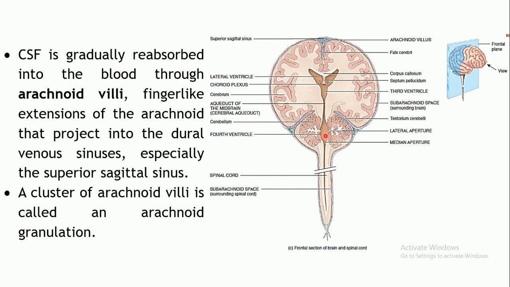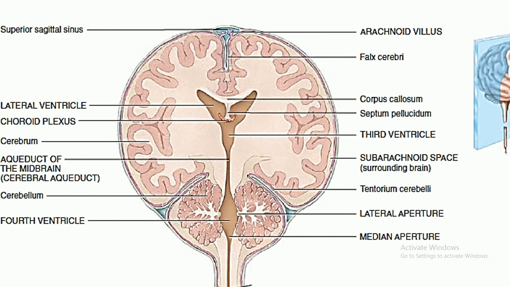fourth ventricle. Here again some more CSF will be formed, and through the median aperture and the lateral aperture, it will flow into the subarachnoid space and the spinal canal, central canal. Now whatever CSF is formed, it gets reabsorbed ultimately through these structures called arachnoid villi. These are the ones.